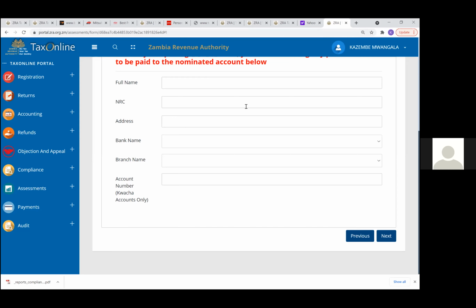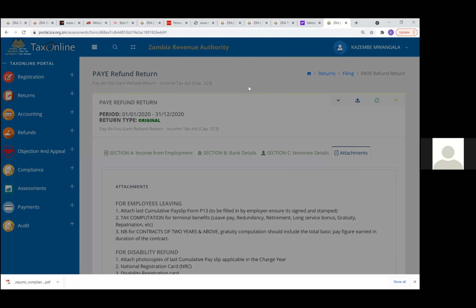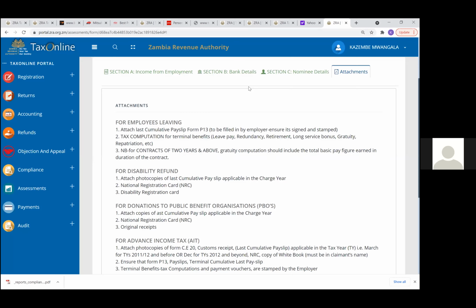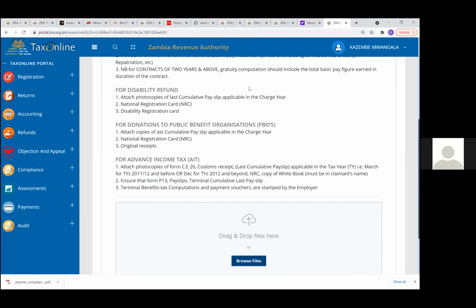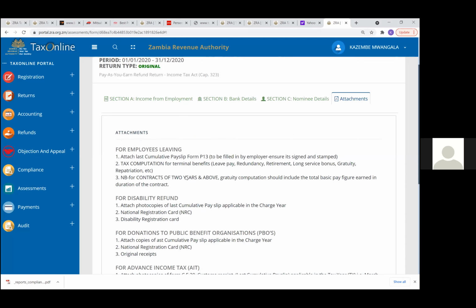The next part is just about attachments. This is a guide on what you need to attach. Across the board, a payslip is mandatory for all cases. For one who was in part-time employment and full-time employment, you'll see that the only thing they needed to attach was the two payslips. But for employees leaving, there will be certain forms that will be needed, like a cumulative payslip, the P13, and the computation of terminal benefits.